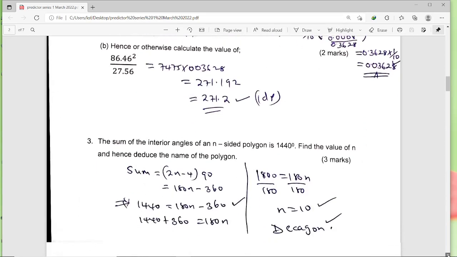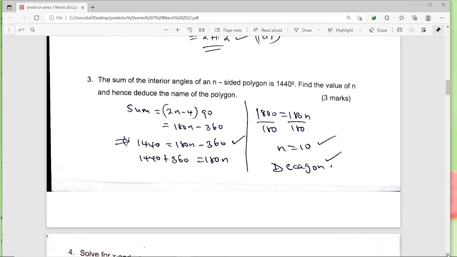So the next question, number 3. The question is saying that the sum of the interior angles of an n-sided polygon is 1440. Find the value of n and hence deduce the name of the polygon. Remember the formula for the sum of interior angles is 2n minus 4 into 90, which when you open the bracket gives you 180n minus 360. So the whole sum, which is 1440, equals 180n minus 360.